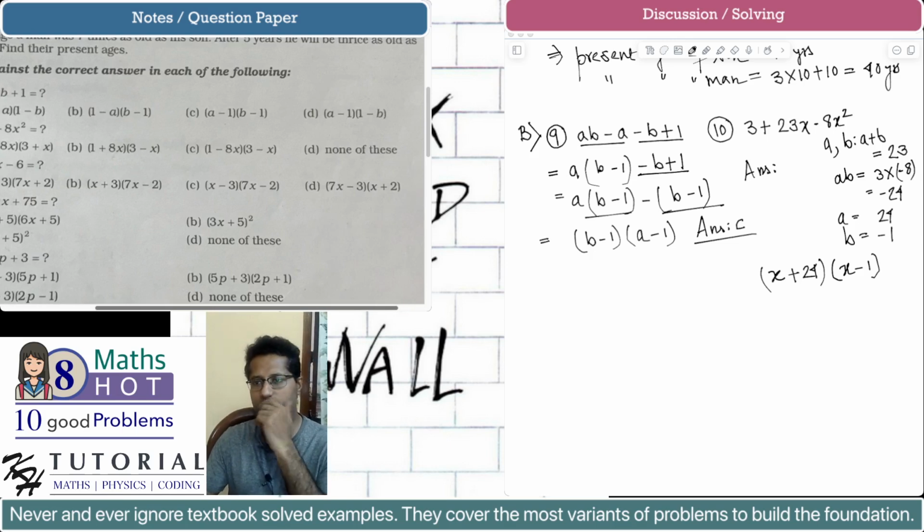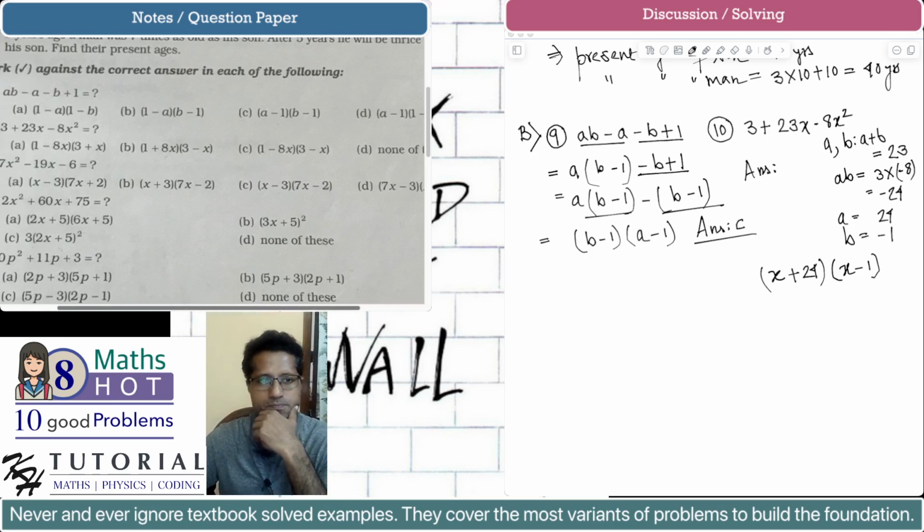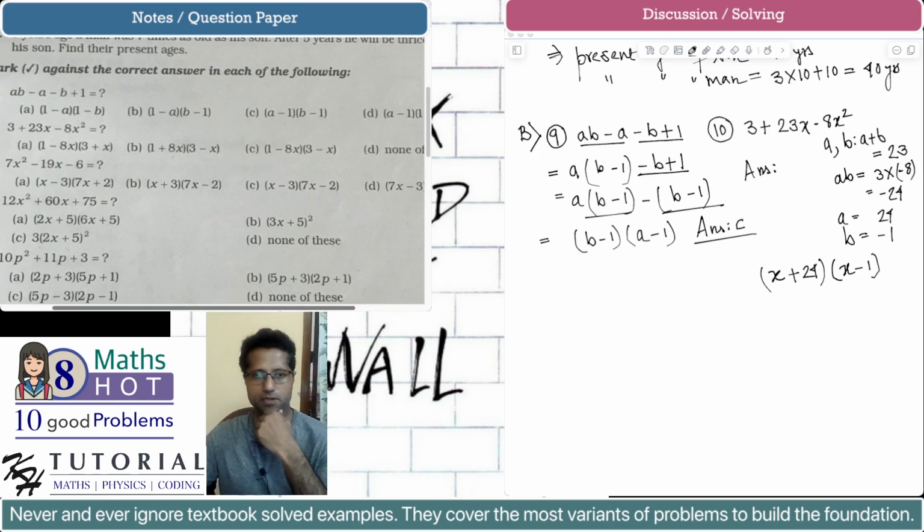Let me see if I did it correctly or not. It is important that you find the values of A and B correctly. So the expression was 3 plus 23x minus 8x square. So A plus B must be equal to 23 and AB must be equal to minus 24. So we can clearly see that we can take A as 24 and B as minus 1.